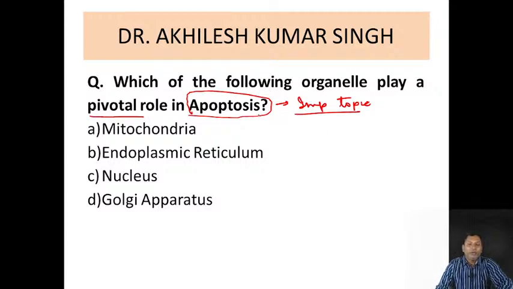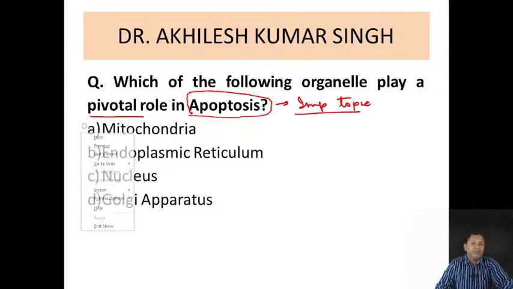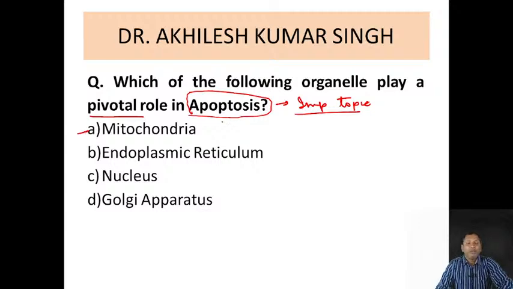So from the physiology point of view, which organelle plays a pivotal role in apoptosis? Can anyone answer here? Which is the most important one? The answer here is the mitochondria, right? The mitochondria plays an important role in apoptosis. And also remember this on apoptosis.